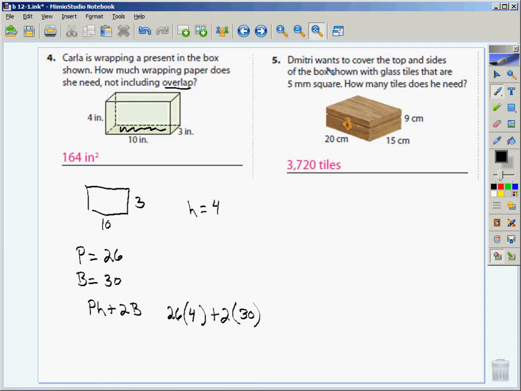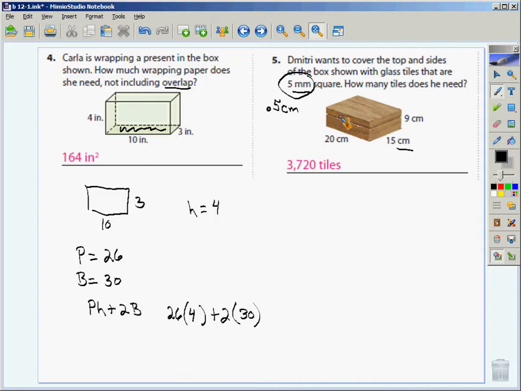On number 5, there's a couple things that happened. It says, Dimitri wants to cover the top and the sides of the box shown with glass tiles that are 5 millimeters square. How many tiles does he need? Notice this says 5 millimeters. This says what? 15 centimeters. Before I do anything with this 5 millimeters, we're going to change that to 0.5 centimeters. If you didn't make that conversion, you obviously couldn't get the right answer.